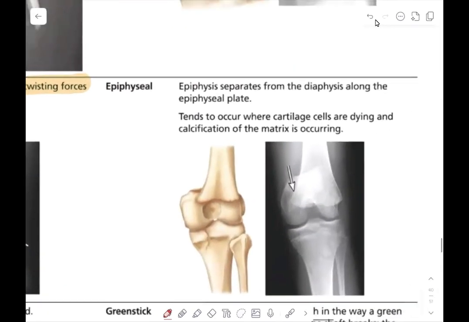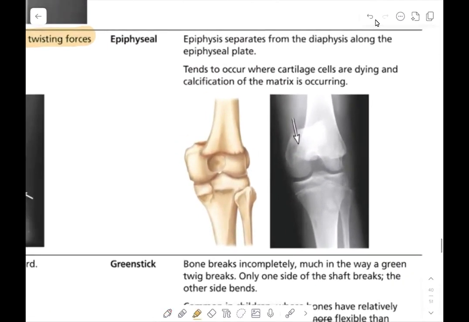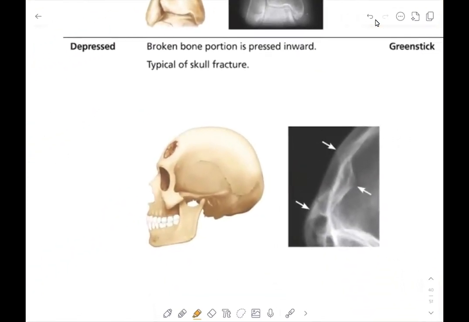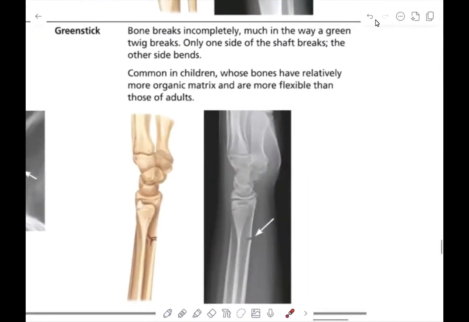The fourth one is an epiphyseal fracture, where the break is in the epiphyseal plate, so there's separation between the epiphysis and the diaphysis. And it tends to occur when the cartilage cells are dying or the calcification of the matrix is occurring. The fifth one is called a depressed fracture, where the bone is pressed inward, and it's typical of a skull fracture. So this one here looks pretty nasty on the x-ray, where you can see it's been pressed inward. And the last one is called a greenstick fracture.